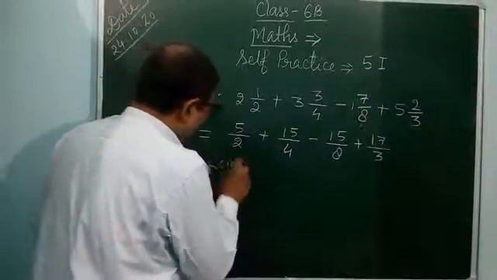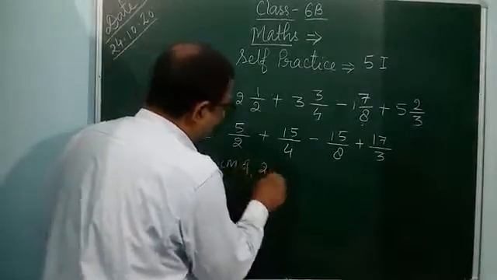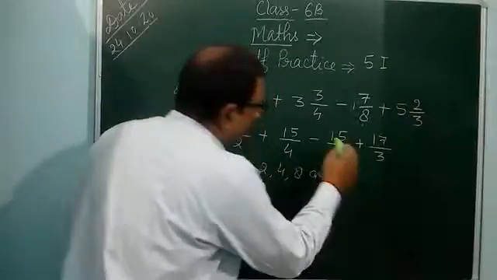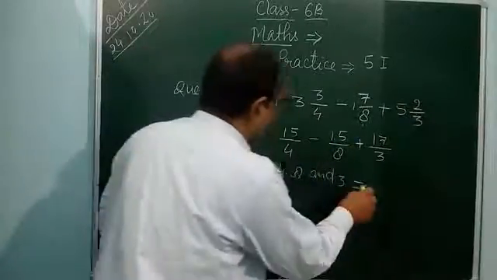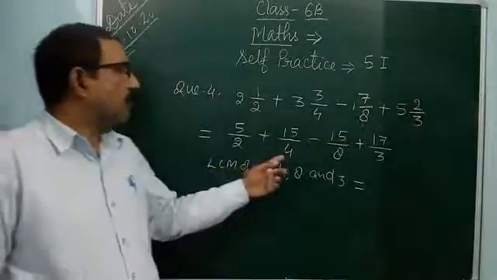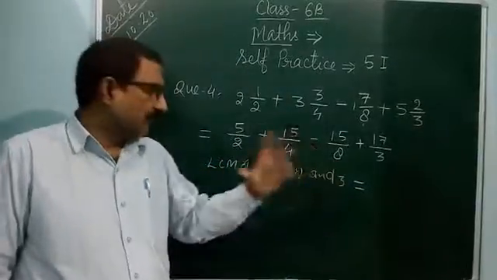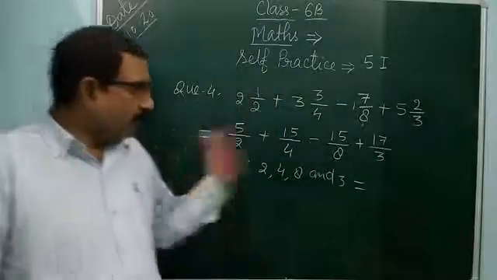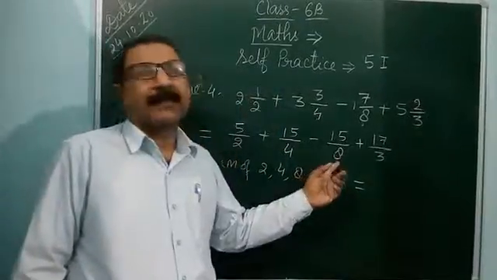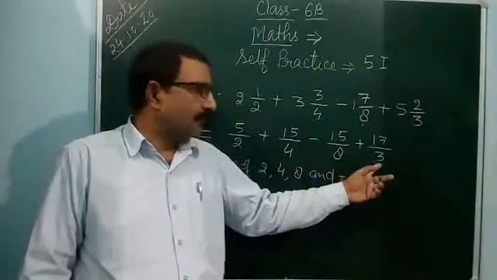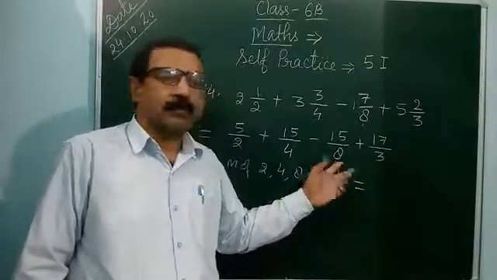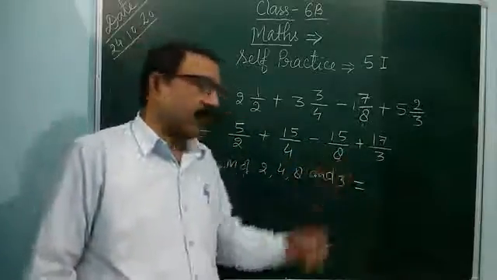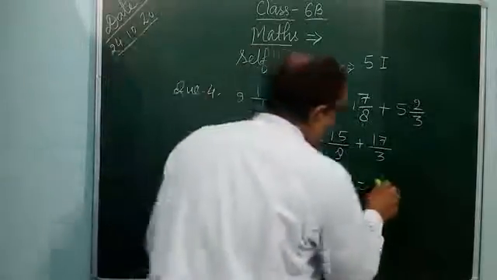Now, LCM of 2, 4, 8 and 3. You can see in the table of 2, 4 also comes, 8 also comes. So LCM of 2, 4 and 8, it will be 8. After that, now you see LCM of 8 and 3. So 3 is odd number, 8 is even number. You can multiply it together. So 8 threes are 24. So 24 will be LCM.